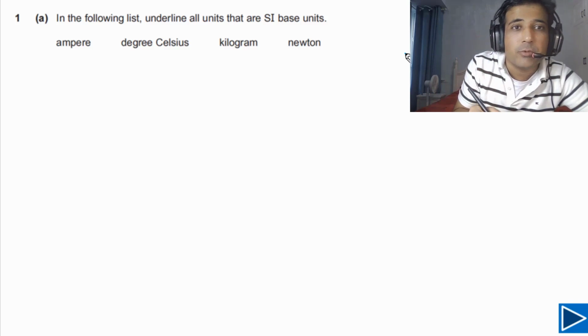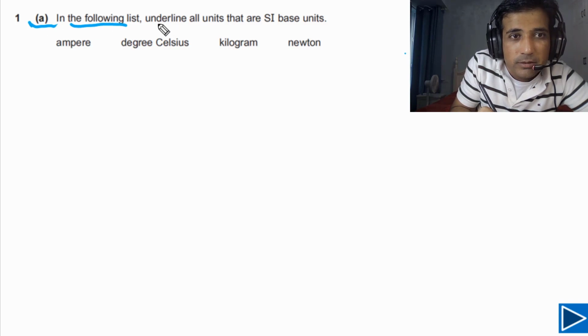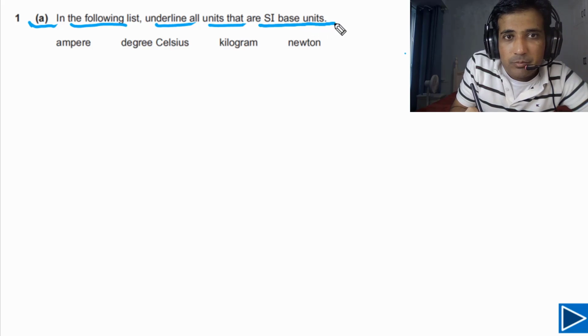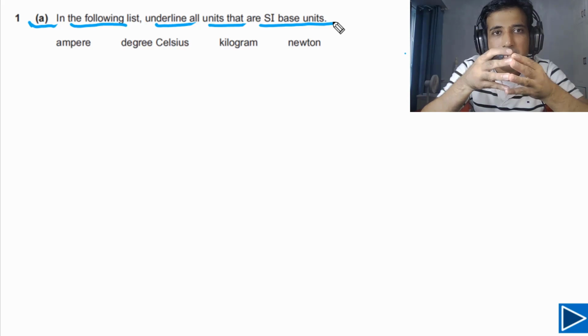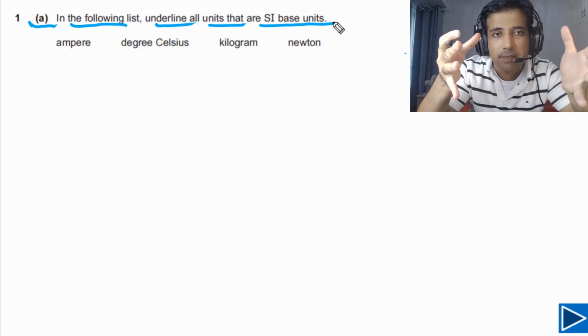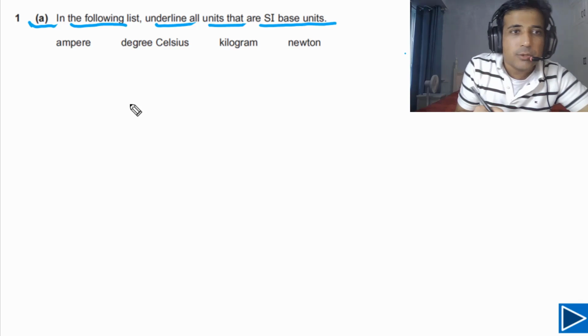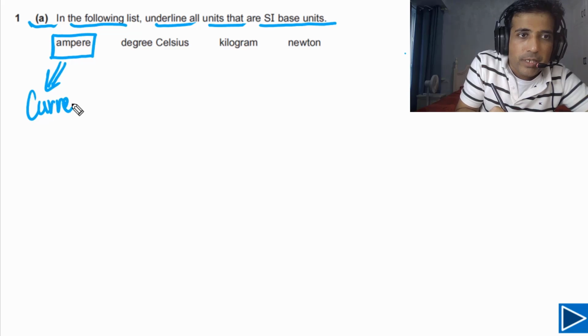Let's do question number 1 now. For question number 1, part A, it is given: in the following list, underline all units that are SI base units. You need to understand there are 7 SI base units and 7 SI base quantities. SI means System International. If you look at the first one, ampere, this is an SI base unit because it is the unit of current, and current is an SI base quantity.